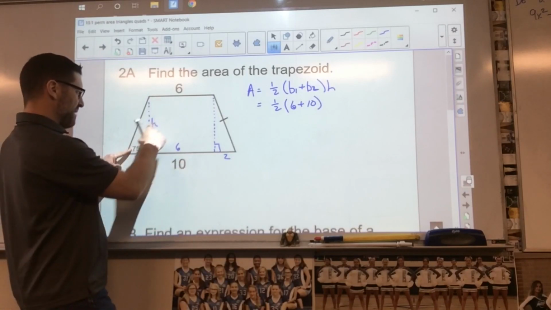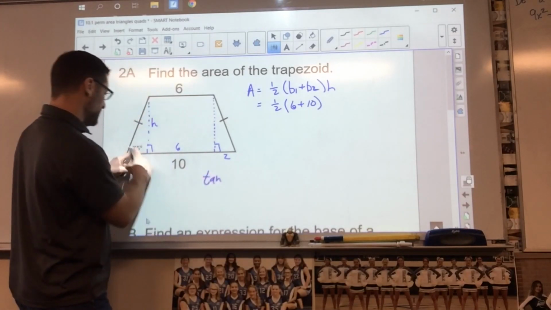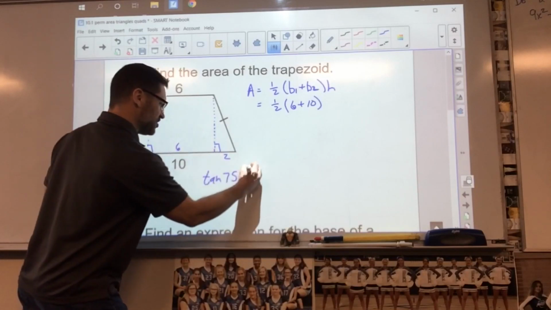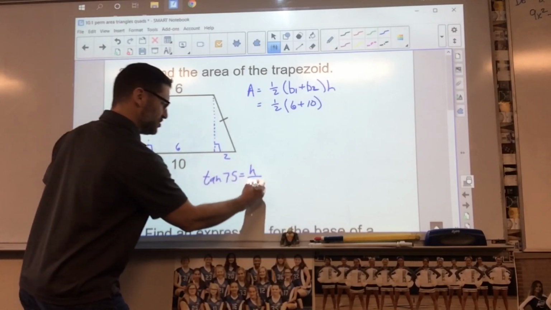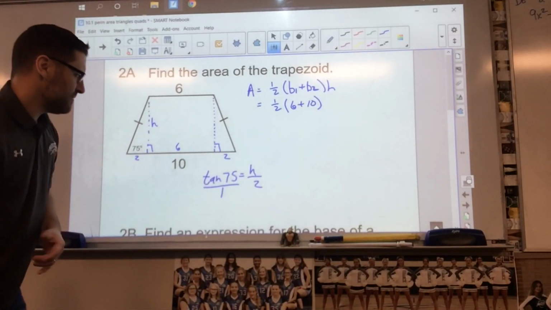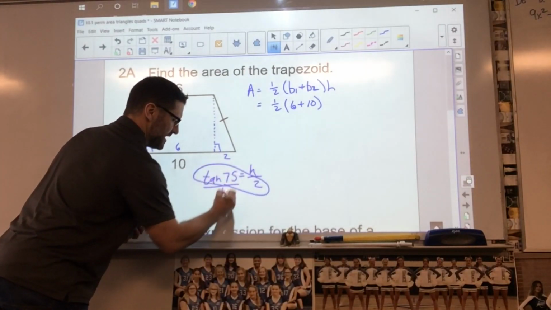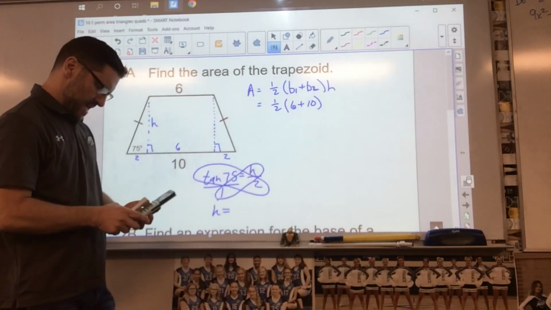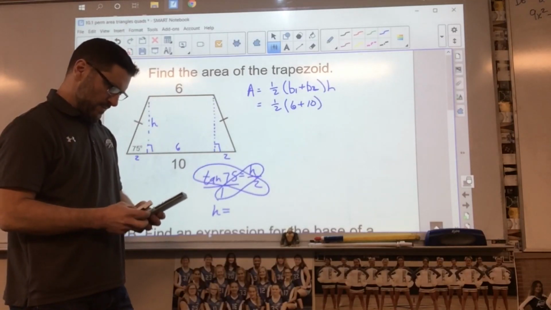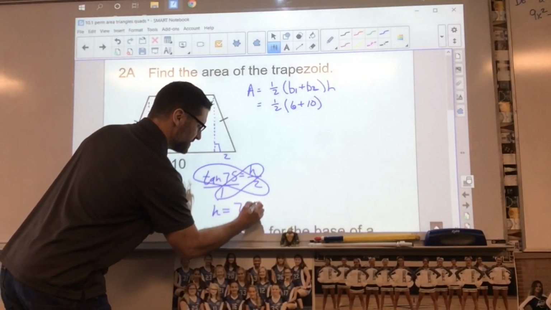So I'm going to say opposite, adjacent. That's a tangent problem. Tangent is opposite, tangent of 75. Opposite h, adjacent 2. And I can cross multiply and solve that out. I can see right now my h value is going to be whatever the tangent of 75 times 2 is. So I'm going to do that. Tangent of 75 times 2. And I got 7.46.